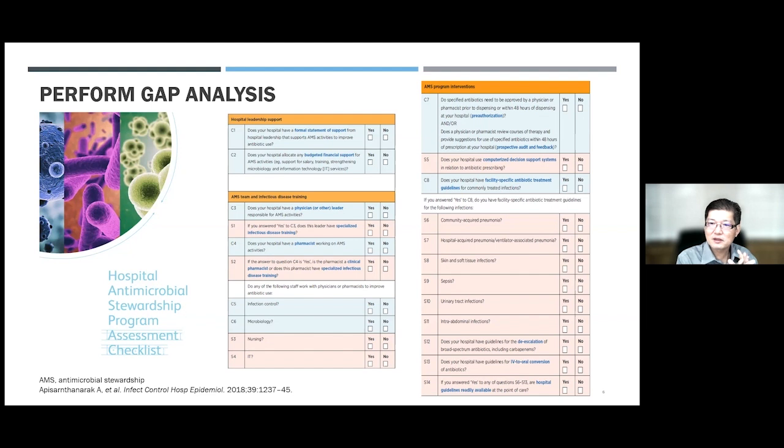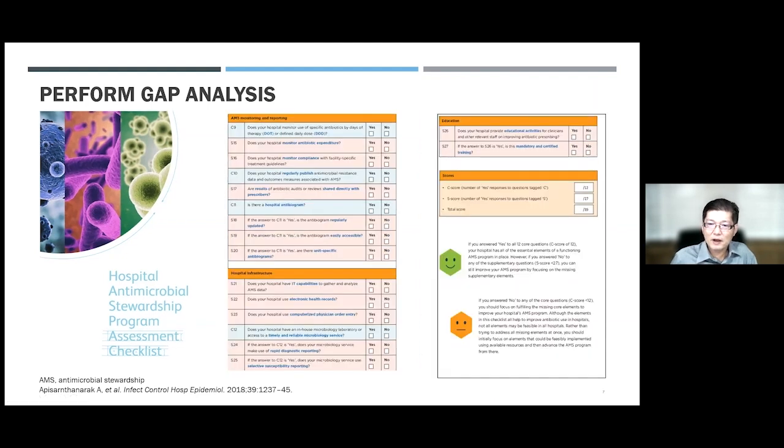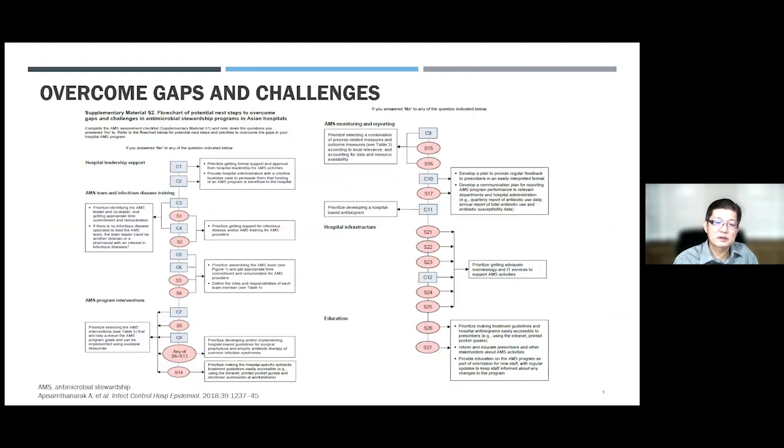So the way you do the gap analysis is that you just checklist in the gap analysis. For example, for the question pertaining to hospital leadership support, does your hospital have financial support? Yes or no? You just check yes or no. Or does your hospital allocate budgeted financial support? Yes or no? And you just check yes or no, etc. You do it for all components listed in the gap analysis. Once you have done it, the summation of score will be broken down into the core component and supplementary component, and the total score sums up at 39, a summation of the core and supplementary scores listed in here.